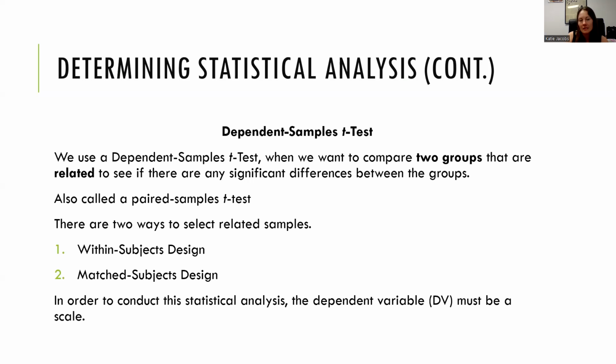So in order to conduct the statistical analysis, our dependent variable must be on a scale. Okay, so we use the dependent samples t-test when we want to compare two groups that are related to see if there are any significant differences between groups when our dependent variable is on a scale.